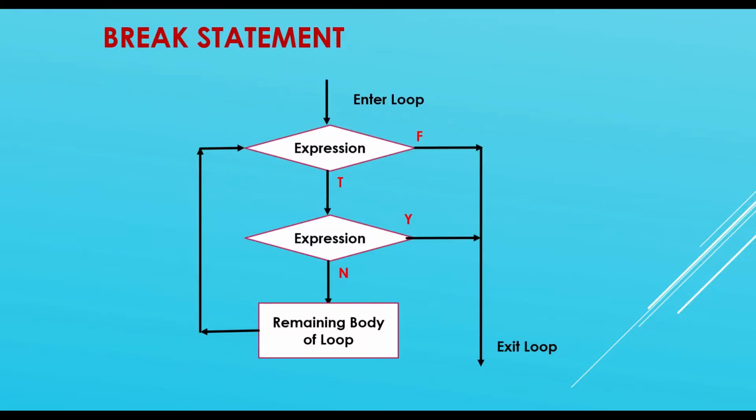As you can see, if the break statement is part of your loop, what happens? The expression is checked like in any loop, and if the condition is true, it will go to the expression where the break is considered. If it is yes, then it will exit out of the loop and no further execution of the code will happen. If it is no, then it goes to the remaining part of that loop, and then it will go back to the starting of that loop, right? And once the condition is false, then it will exit out of the loop, right?